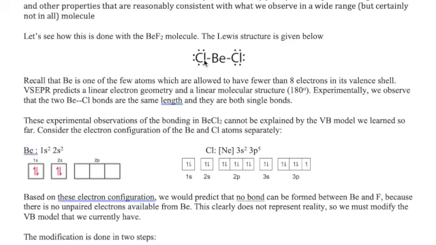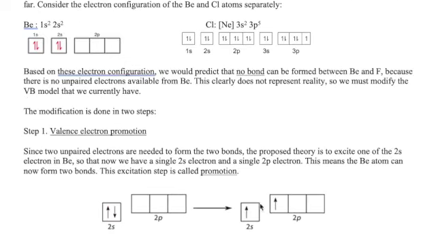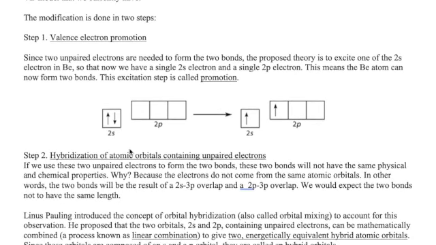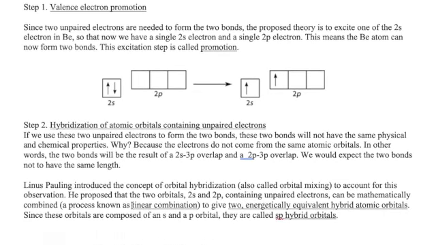But experimental measurements show that these two bonds are exactly identical. So that picture alone is not enough. So then Pauling came up with a second step to the hybrid orbital creation, which is what he called hybridization. Hybridization just means he's doing a mathematical operation, and that mathematical operation is called linear combination.